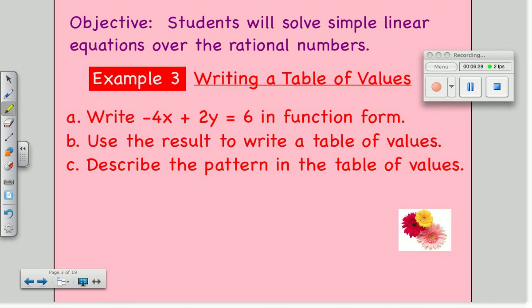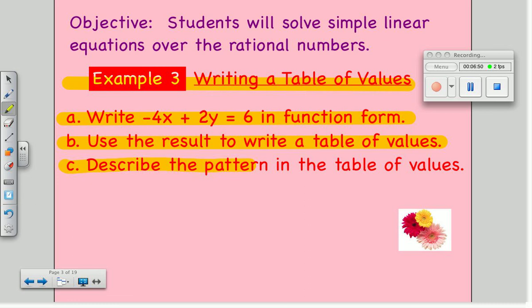Example 3, writing a table of values. So when we write a table of values, first, we write it in function form. So we're going to get that y by itself. Then, we're going to use the result to write a table of values like we did in example 1.